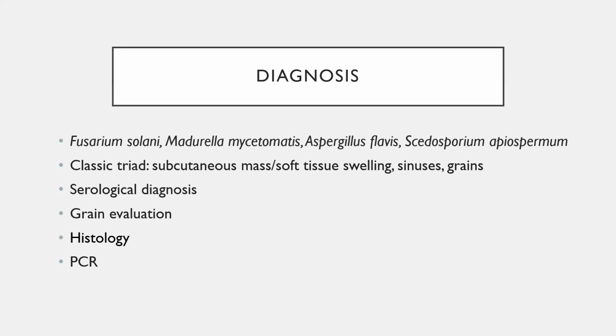The color of the grains can also tell you what this is. If it's a dark black colored grain, it's usually fungal, and it's usually Madurella. If it's a white colored grain, then you think more bacterial. But very interestingly, you can collect the grains, smash them between glass slides, and observe the hyphae under the microscope on a wet mount. So it's quite easy to diagnose. Histology isn't necessary for the diagnosis, but we managed to get a diagnosis here from the histopath.